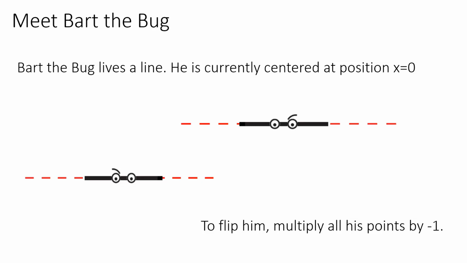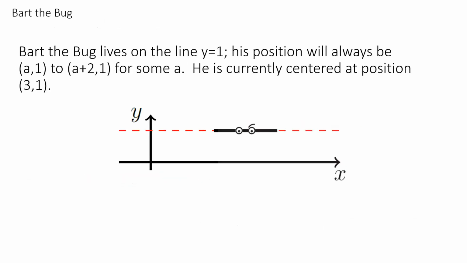So that's what I'm going to do. Now he lives on the line y equals 1. His position will always be a, 1 to a plus 2, 1 because he's 2 units wide. He is currently centered at position 3, 1.